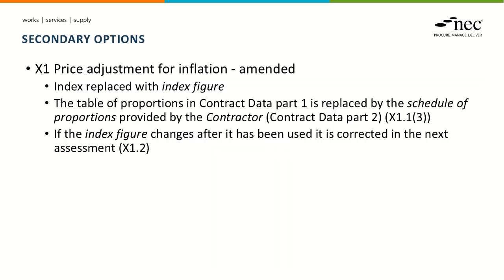Changes to secondary option clauses that we haven't already covered. So X1, price adjustment for inflation. We've introduced the concept of having an index figure that's stated in contract data. The table of proportions in contract data part 1 is replaced by the schedule of proportions, which is to be provided by the contractor and hence is referenced in contract data part 2. In terms of making any calculation, if the index figure does change after the calculation is made in terms of a payment, then it would be corrected in the next assessment.